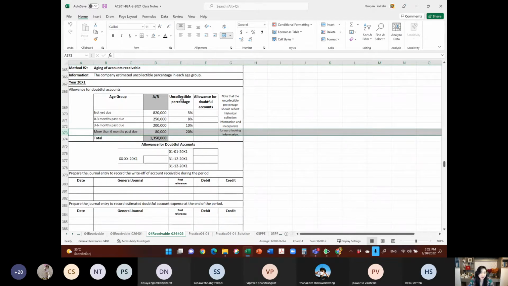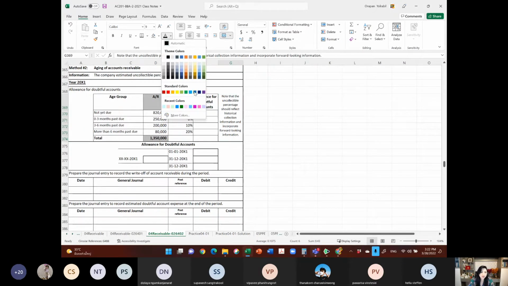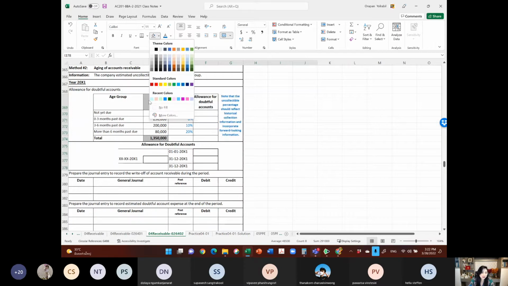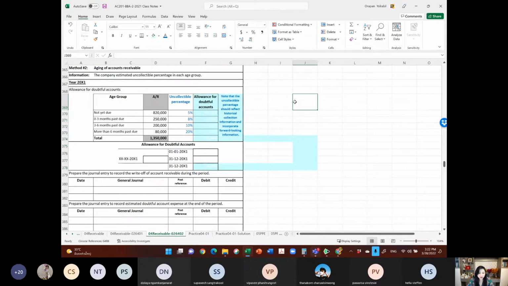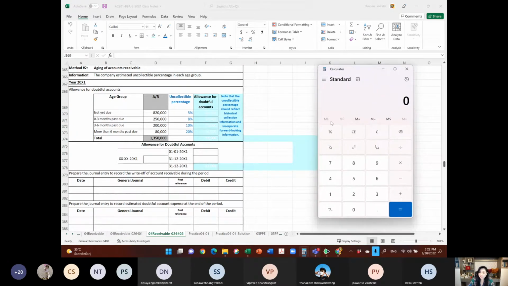You may wonder, how do we get all these percentages? These percentages would be taken from past experience and also forward-looking information, and they can change later on if you think that the situation has changed. From this given fact, you would then need to do the calculation for the allowance for doubtful accounts. The allowance at the end of the period will be calculated from this aging schedule. All right, so everyone please take the calculator and we will do the calculation together.